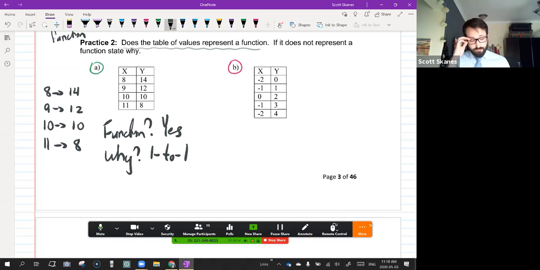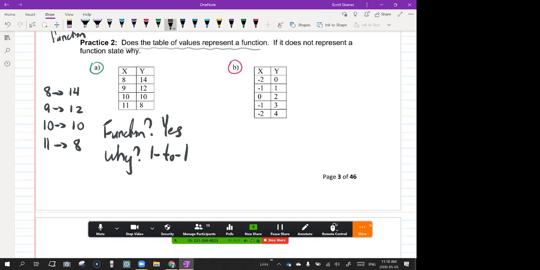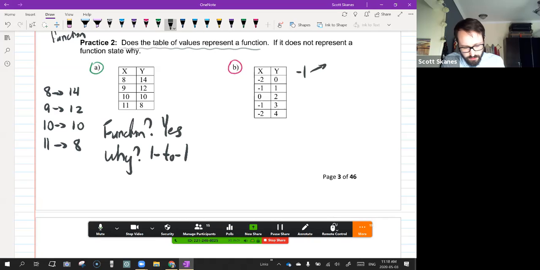What about B? Can someone tell me if B is a function or not? No, it's not a function. Why not? Does -1 have two solutions? -1 has two solutions. Let's see, -1 gives a 1. And -1 also gives a 3. So that's bad. So that's already, right away, we can say it's not a function, but I want to check. Also -2, actually. -2 gives a 0. -2 also gives a 4.